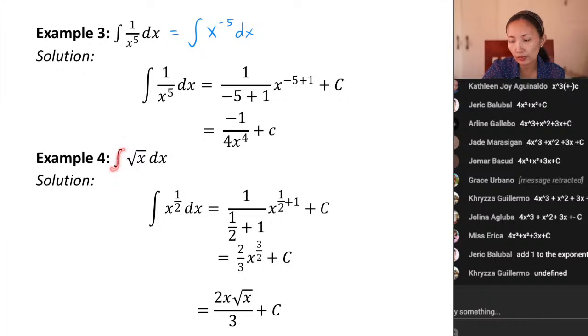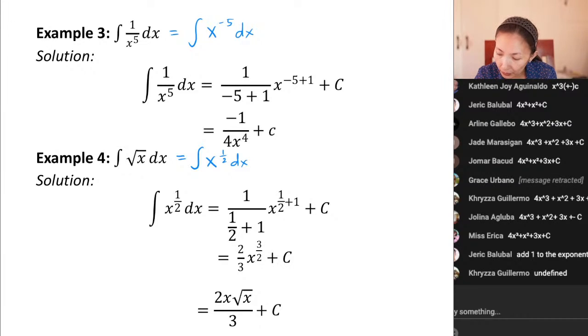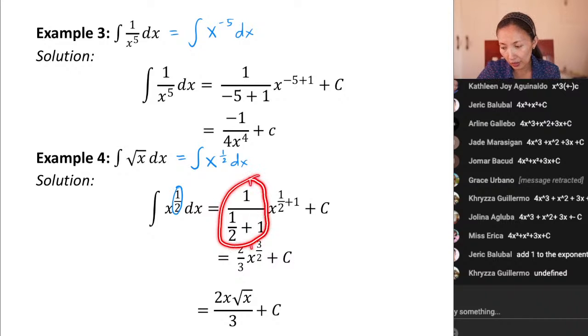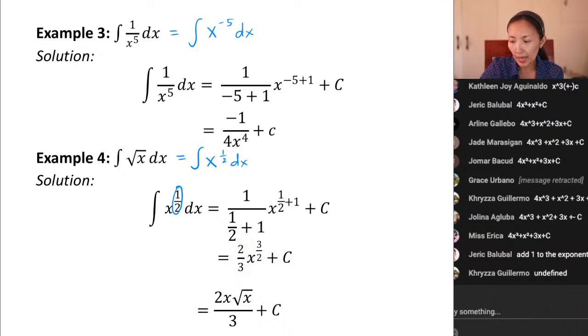Integral of the square root of x dx. Again, from your laws of exponents, we could write square root of x as x raised to 1/2 dx. That is an exponent, not a factor. So, from the power rule for integration, it's 1 over 1/2 plus 1, x raised to 1/2 plus 1 plus c. When this is simplified, it is 1 over 3/2. This is division, so we can take the reciprocal. It becomes 2/3 x raised to 3/2 plus c.